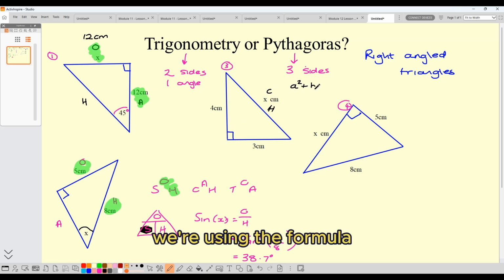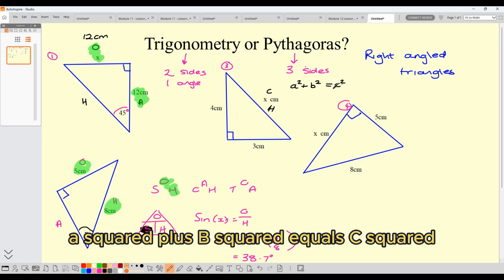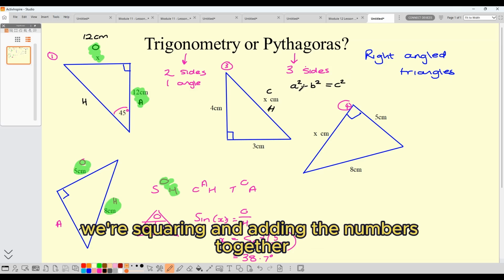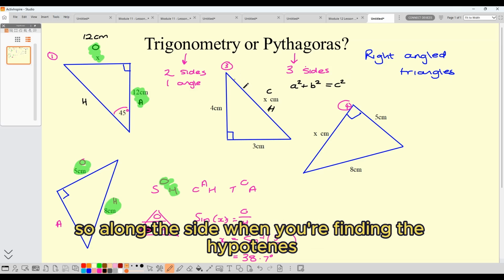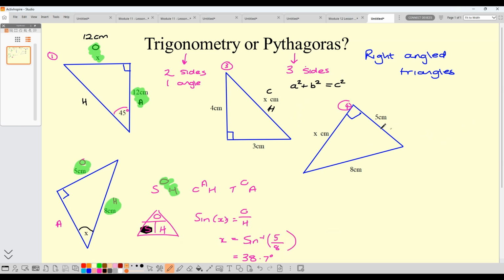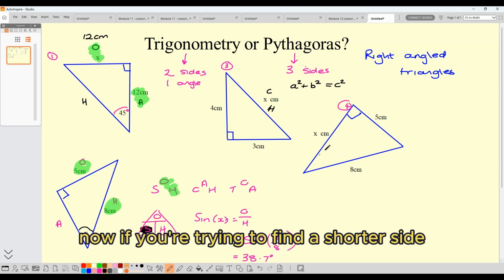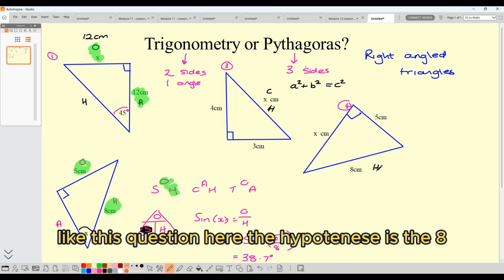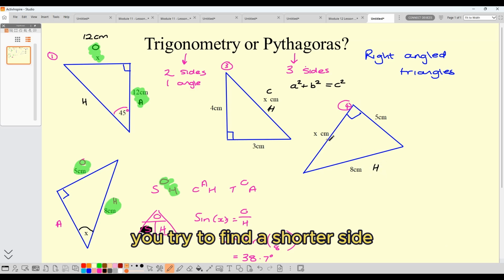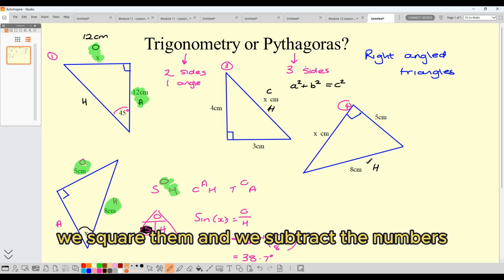We're using the formula a squared plus b squared equals c squared. We're squaring and adding the numbers together. So a longer side, when you're finding the hypotenuse, we square them and we add them. Now, if you're trying to find a shorter side, like this question here, because the hypotenuse is the 8, you're trying to find a shorter side, we square them and we subtract the numbers.